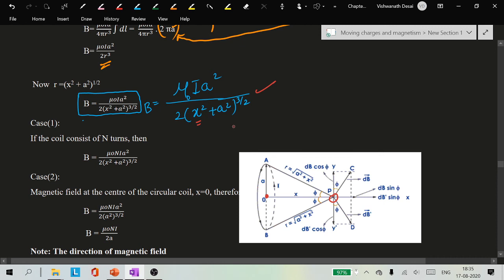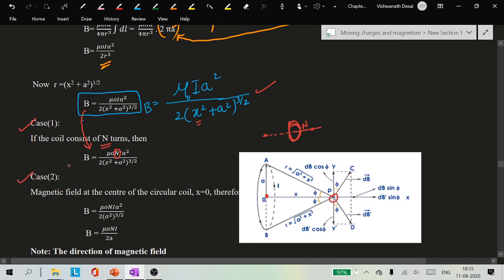So all are there. Now there are some special cases I'm going to consider. Case 1: if the same coil consists of n number of turns, so there are many such turns, 1, 2, 3, n number of turns, then the magnetic field at point P increases. How many times will it increase? It increases by n times. That's the same equation we wrote, but we included one more term, that is n. So to produce the magnetic field at the center of the coil or along the axis of the coil, you need more number of turns. This is case 1.